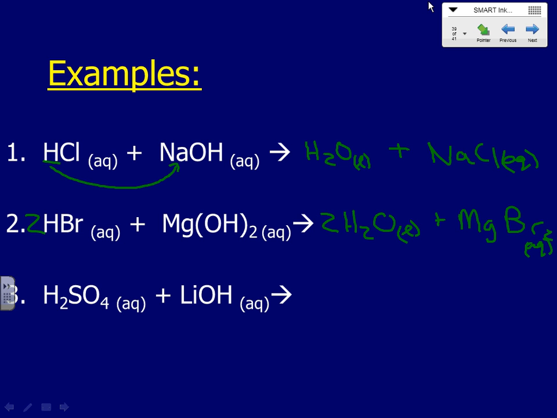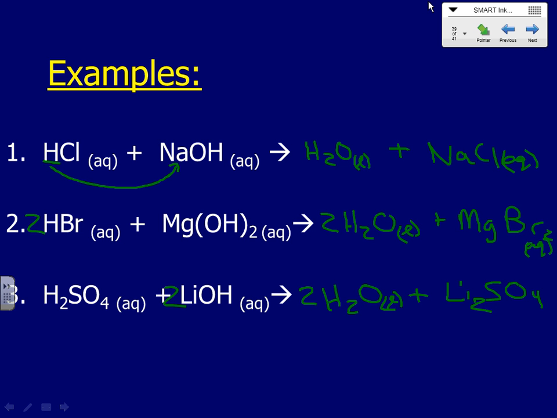This one, what are we going to get? I'm going to get my H2O liquid and lithium and sulfate. And what do I need to complete this formula? A 2 on the lithium, and therefore I believe I need a 2 over here. Is that correct? How many waters am I going to get? Yep, Brody. 2, good. 2 hydrogens, 2 hydroxides, 2 waters.